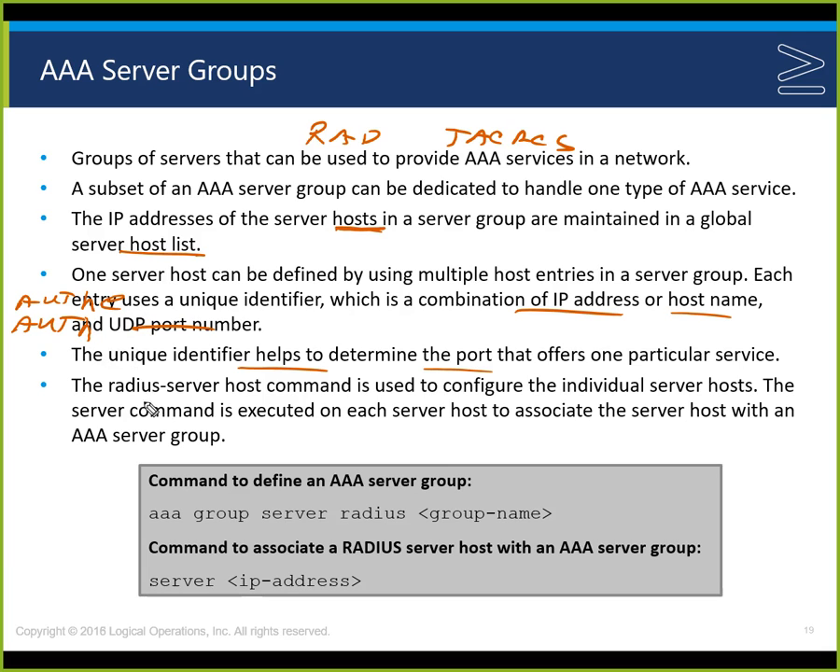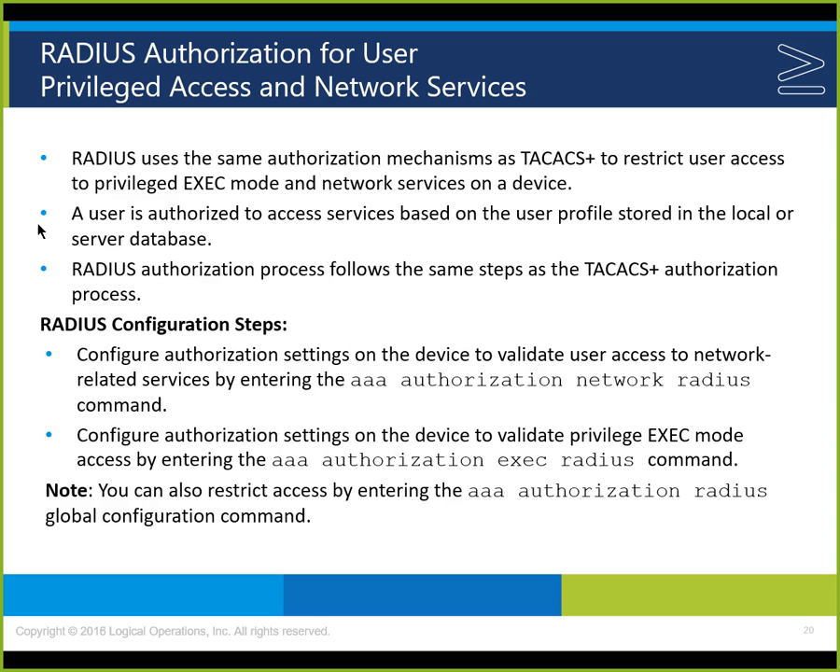Authentication and authorization, I guess, and then where we're going to have these things. And down here the command is AAA group server radius, and then the group name. And down here, server IP address is the command to associate the radius server host with a AAA server group. We define the group, and then the server and the IP address get associated with those server groups, so that we can have more than one radius server if you have multiple radius servers in use.